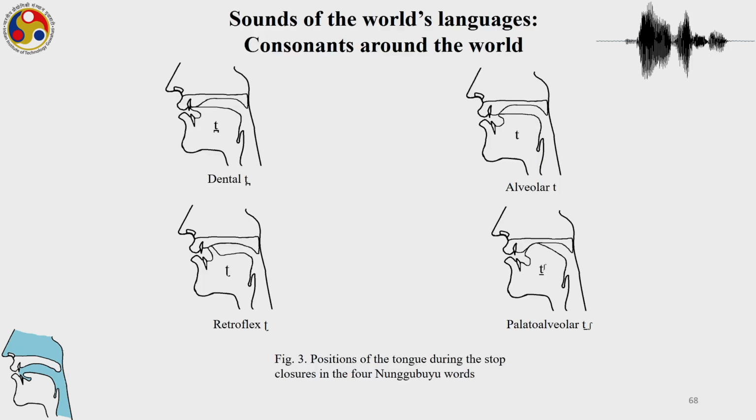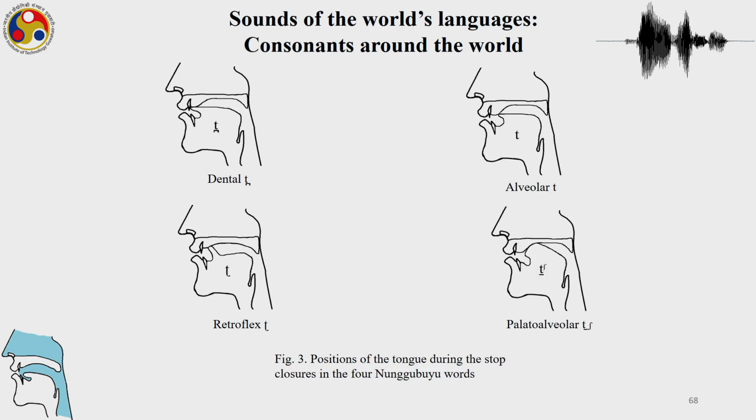So talking about contrasts in the coronal region, we have languages like Nunggubuyu, where the stop contrast can be seen among the dental, alveolar, retroflex and palatoalveolar. So these are the gestures that you see here for the dental, for the alveolar, for the retroflex and the palatoalveolar, and it is possible.